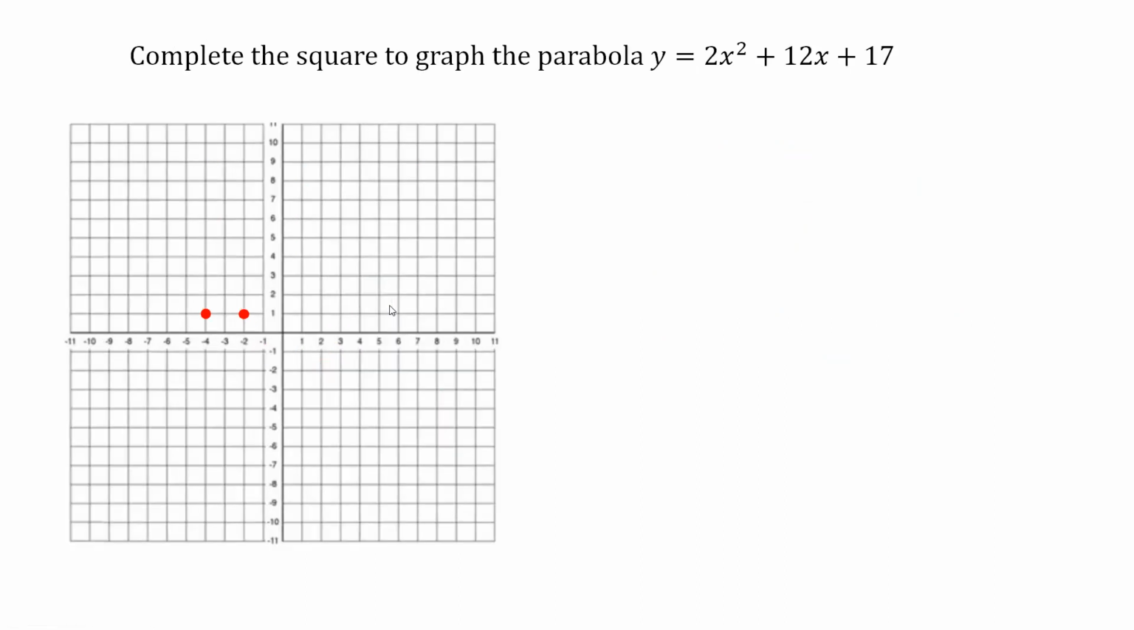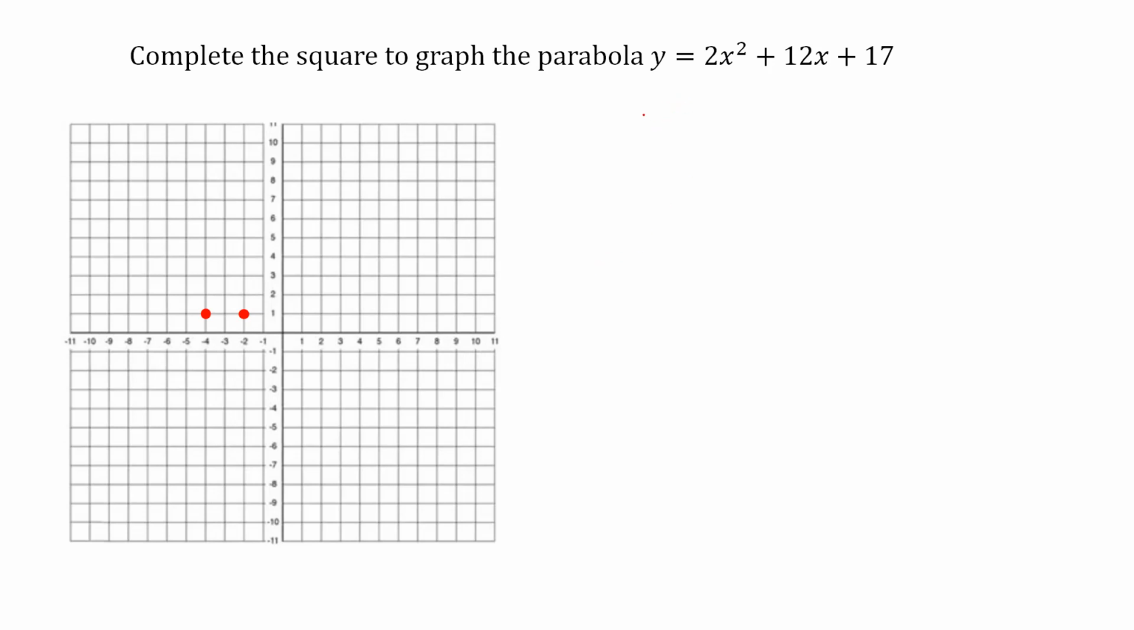Okay, so let's look at the next one. Here, we want to complete the square to graph this parabola. And so to do that, we're going to have to divide both sides by 2 because we can't complete the square if we have this 2 sitting in front of the x squared term.